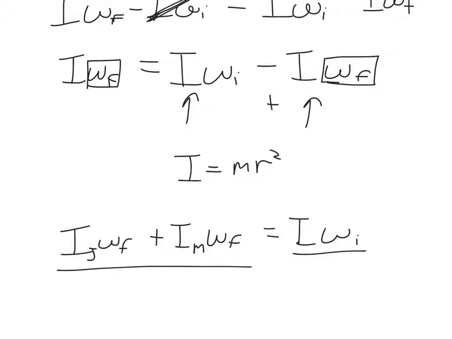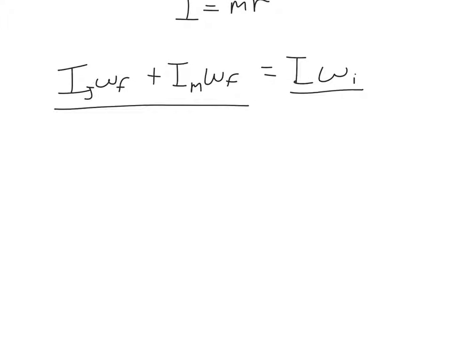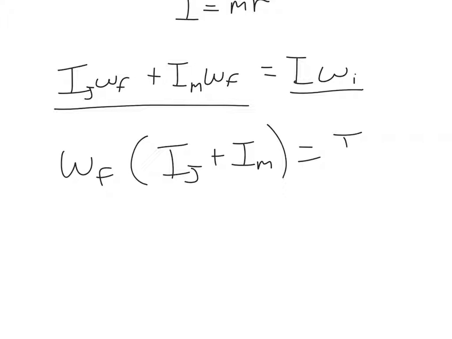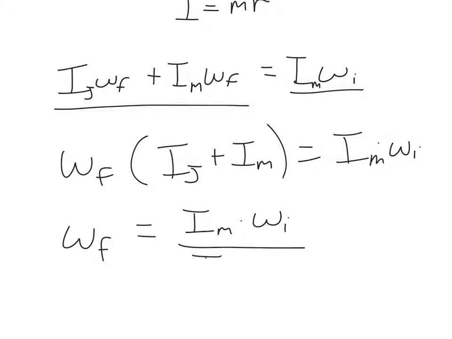So let's plug some things in. What we were looking for was omega final, but before I plug things in, let's solve for that. I'm going to pull the omega final out. That would be omega final times I of Joey plus I of merry-go-round equal to I of merry-go-round times the initial omega. And I'm going to divide by those. So the final angular velocity should be equal to the merry-go-round's moment of inertia times its initial angular velocity, divided by the sum of the moments of inertia of Joey and the merry-go-round. All right, and now we can plug things in.